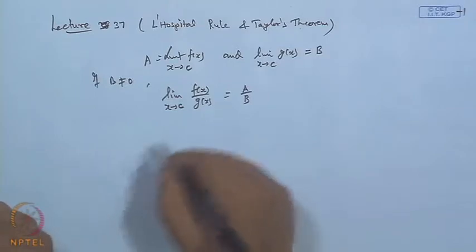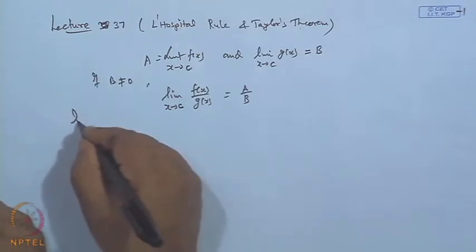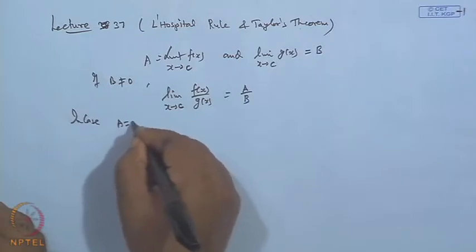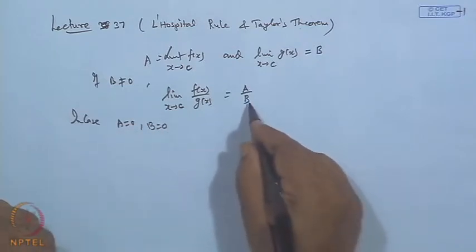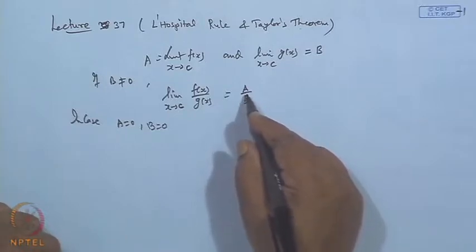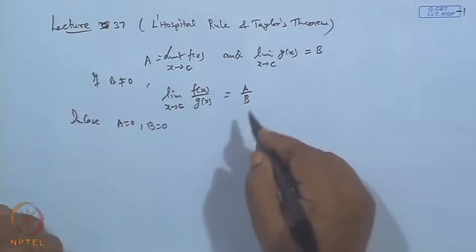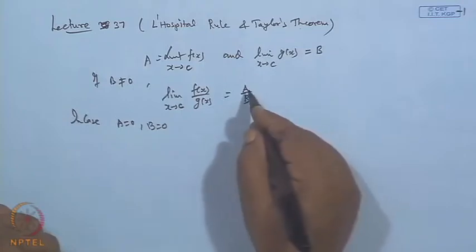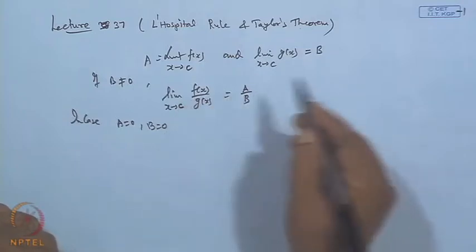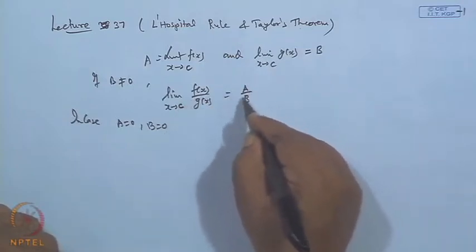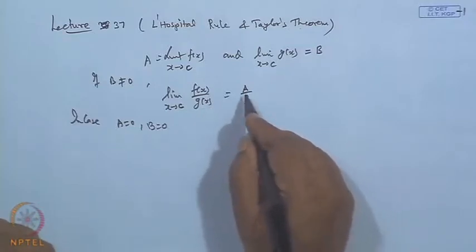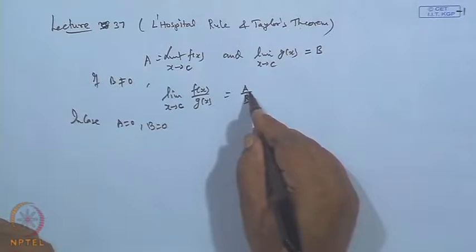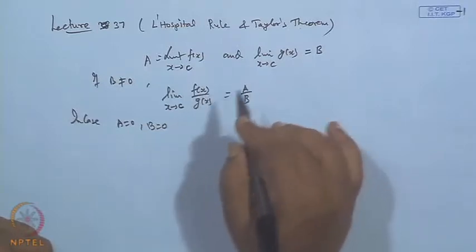But suppose b is 0 and a may be anything, then also we can discuss something. It is shown that if the limit of the derivative exists, then this must be 0. And in case b is 0 and a is negative, the limit will be minus infinity, and if b is 0 and a is positive, then the limit will go to plus infinity.